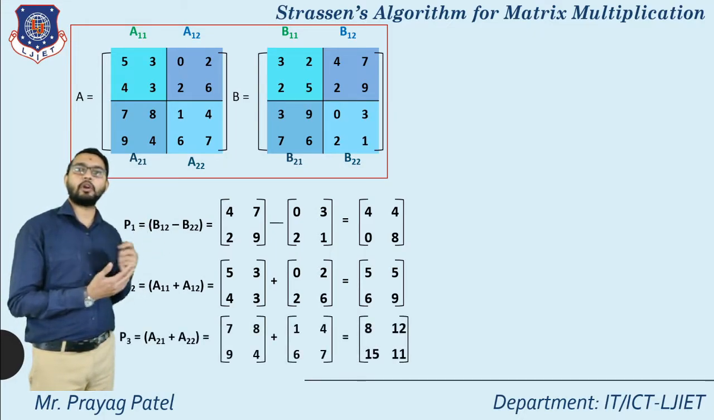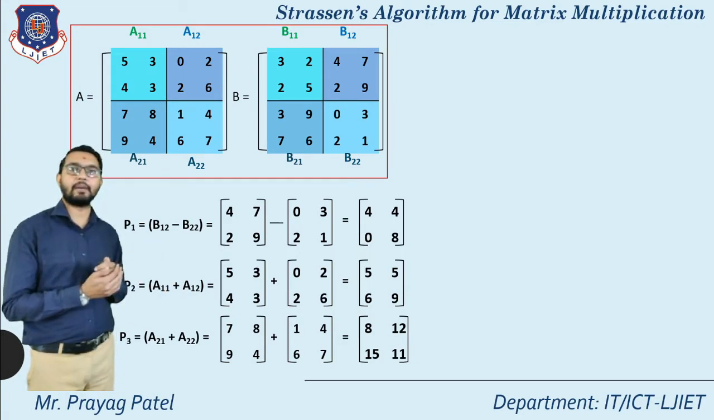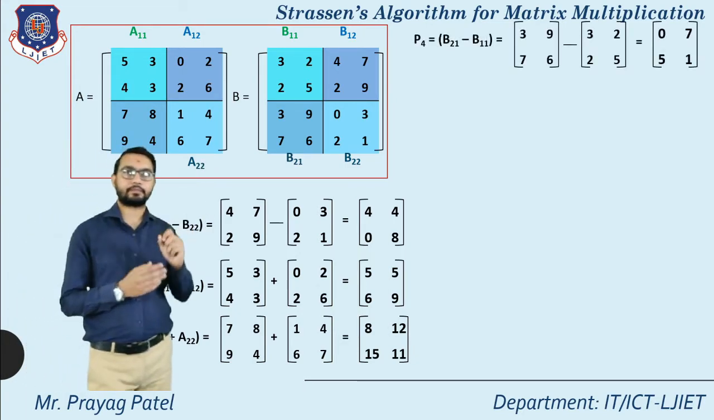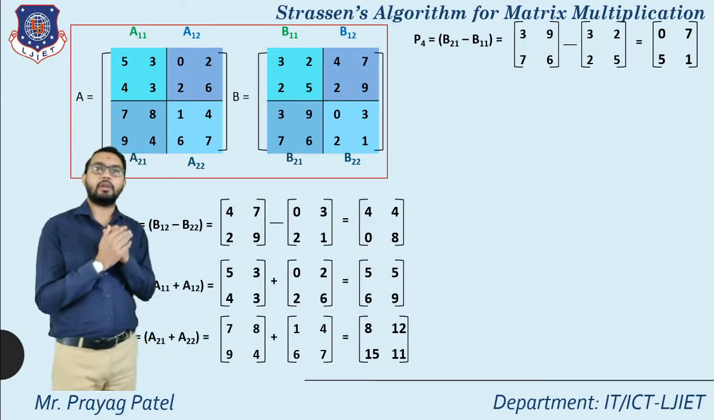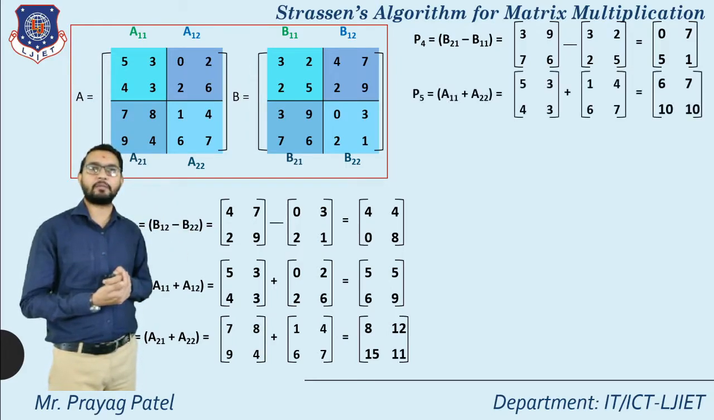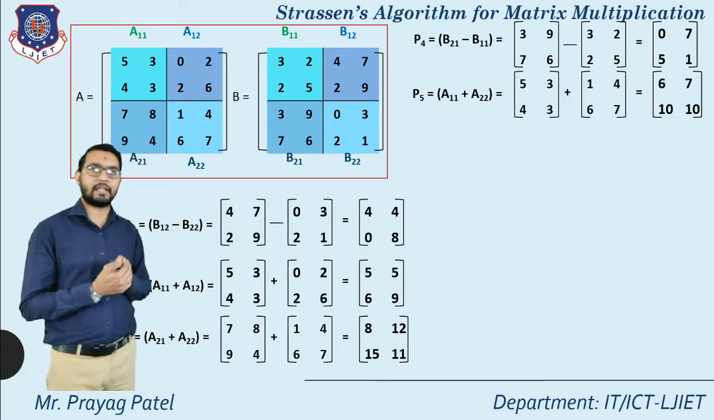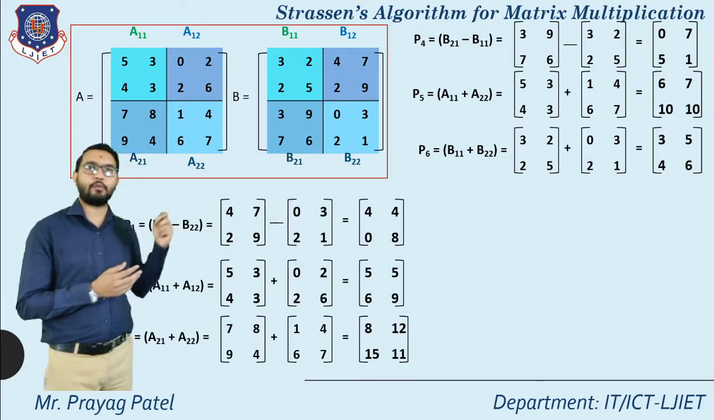In the same way you can perform the operation for P3. P3 equals A21 plus A22. So we will get the answer 8, 12, 15, 11 as P3. Now P4. P4 means B21 minus B11. So 3, 9, 7, 6 minus 3, 2, 2, 5 equals 0, 7, 5, 1. Next find P5. The result is 6, 7, 10, 10. In the same way we can find P6 as 3, 5, 4, 6.